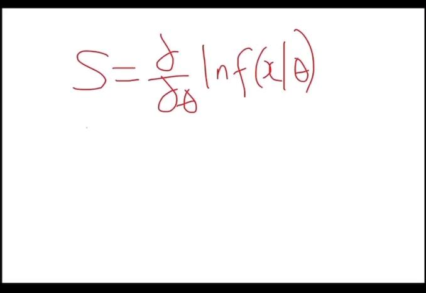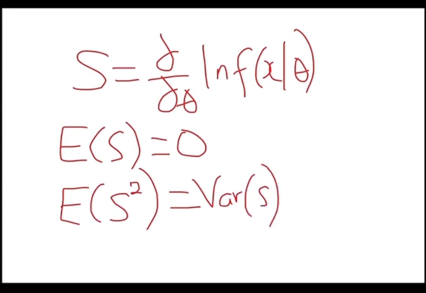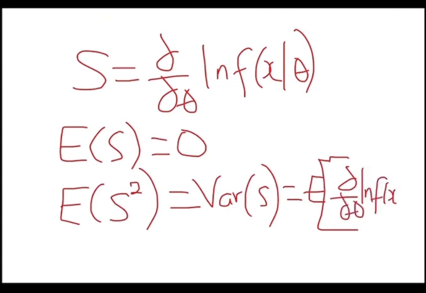And of course, I was able to show in my last video that the expected value of s equals 0. And not only that, I was also able to show that the expected value of s squared is the same thing as the variance of s, and is the same thing as the expectation of the derivative with respect to theta of ln f(x; theta), squared. That we also call Fisher information.